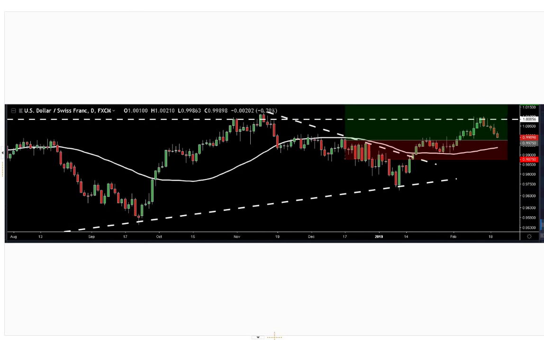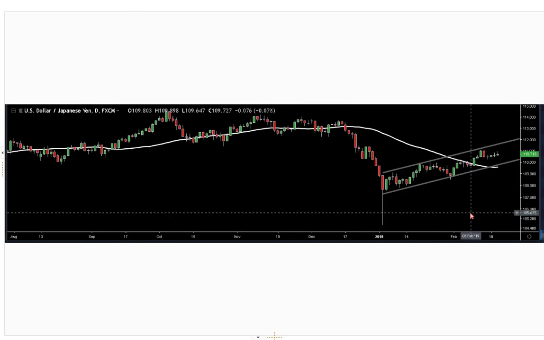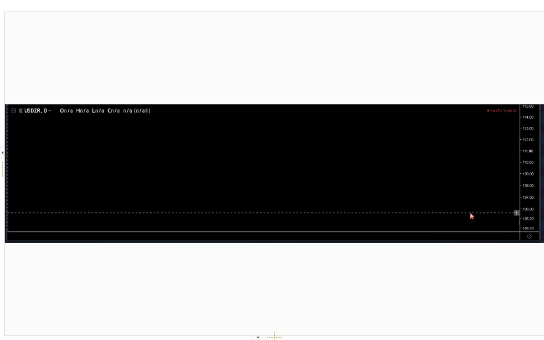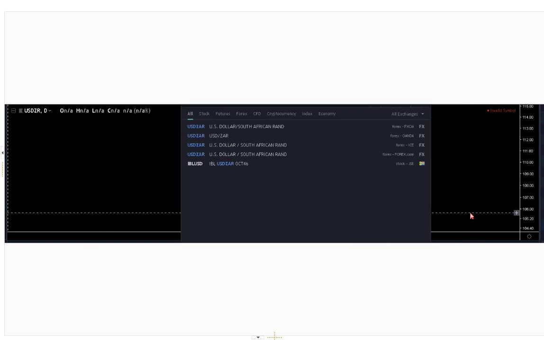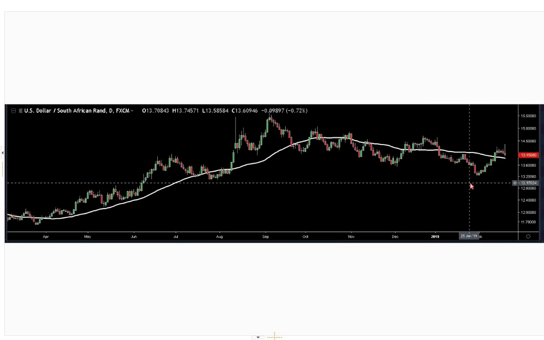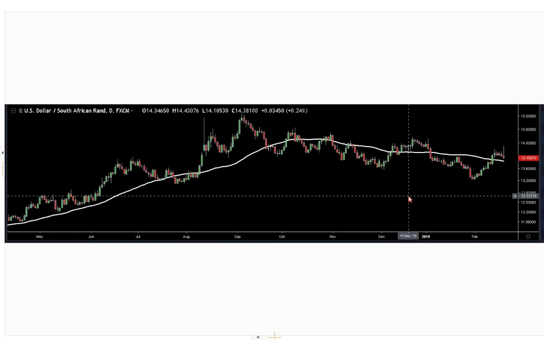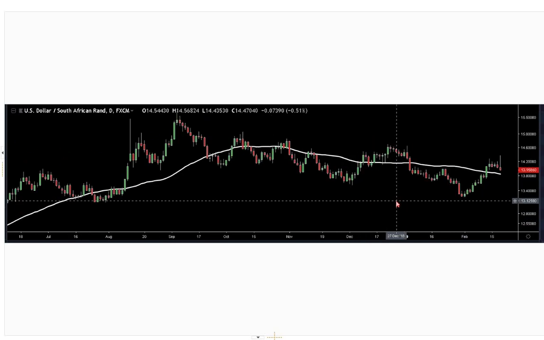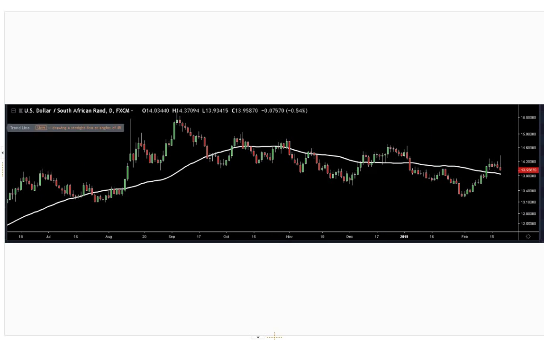A couple of things that we were looking at, let's take a look at it, is the US dollar South African rand. Man, look at that. We talked about this yesterday. Now, I personally don't trade this currency pair, right? I personally don't trade the US dollar rand. It's just not a currency pair that I like to trade. But we talked about this in yesterday's session as a short opportunity.